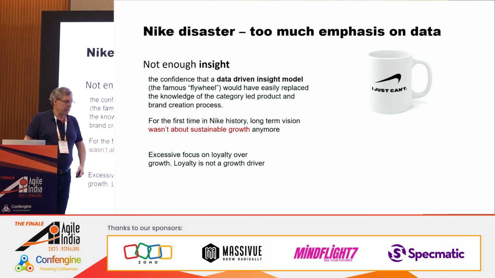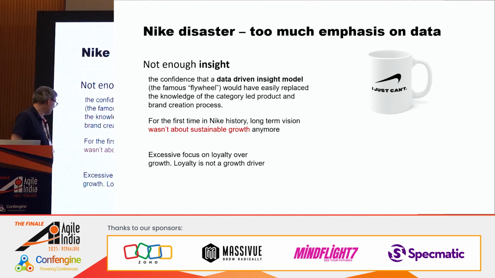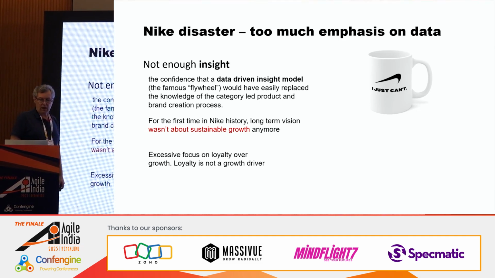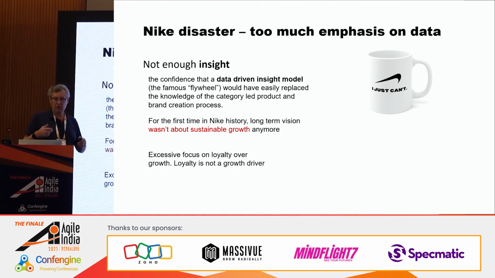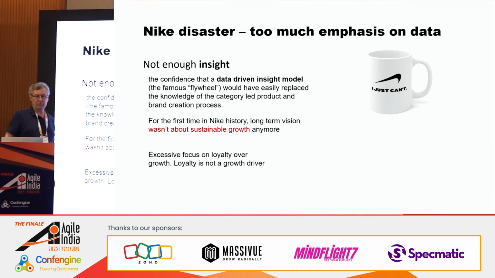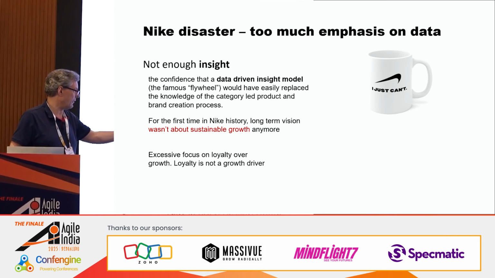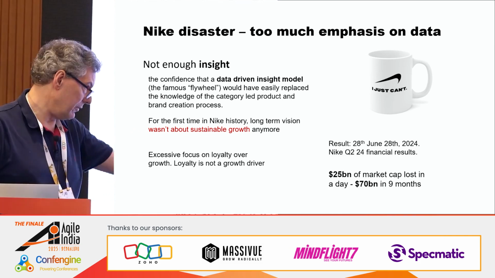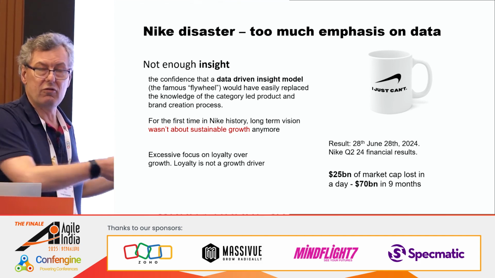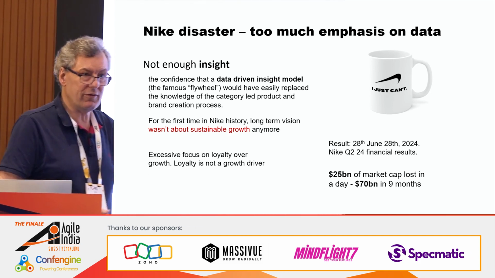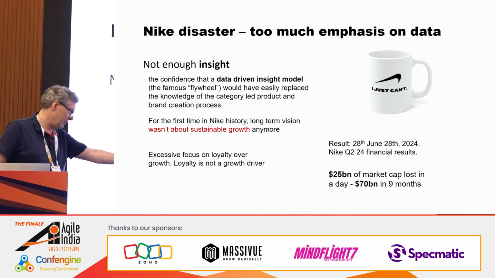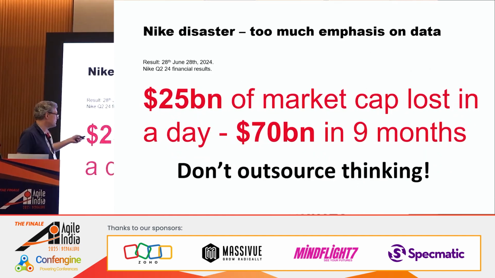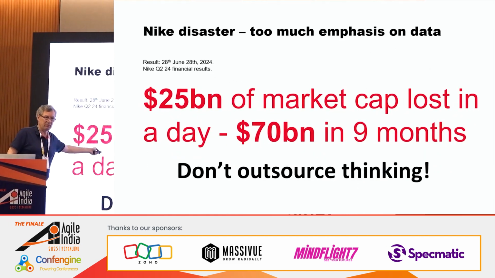We'll talk about Nike, another big disaster. This was last year. They relied a lot on data, and they stopped their vision about sustainable growth, and started to focus on loyalty. What happened? There's a financial result from last June. This was written about Kodak and Blockbuster 20 years ago. This is still happening right now, right? That's what happened. In fact, I think I'll just make that really big because that's the sort of number that would put most businesses out of business.